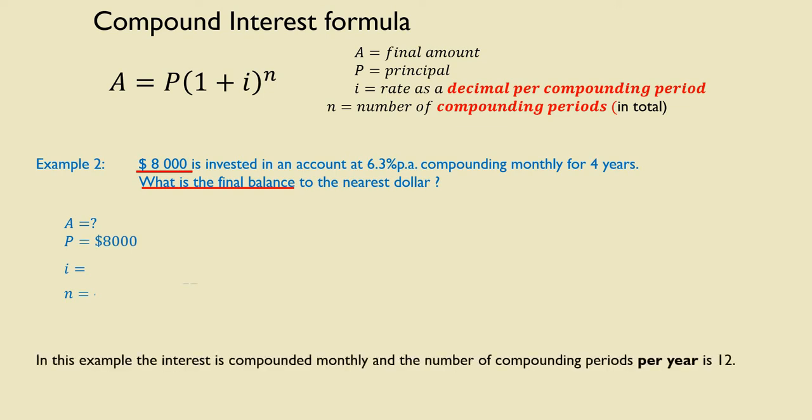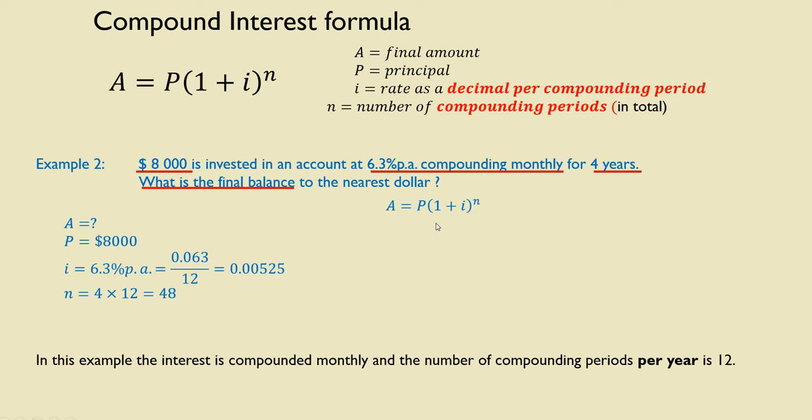Now in this example, we said the interest is compounded monthly, so the number of compounding periods per year is 12. Our I is our rate as a decimal per compounding period. So if our interest is 6.3% per annum, that's 0.063 as a decimal, we need to get it per month, so we're going to divide it by 12. Now our N value is the number of compounding periods. So it is compounded for 4 years, but 12 times a year, so there are 48 compounding periods.